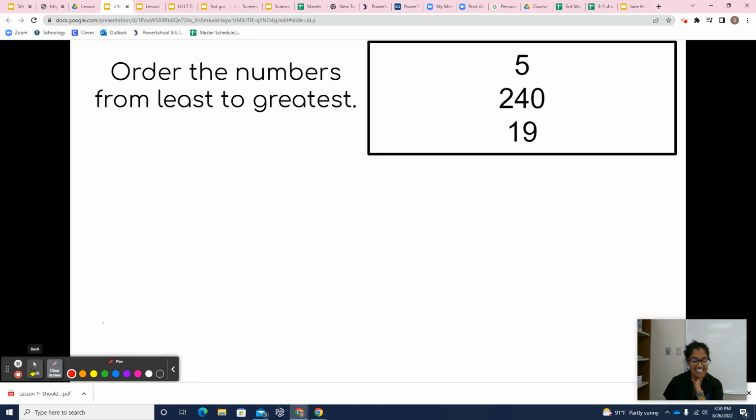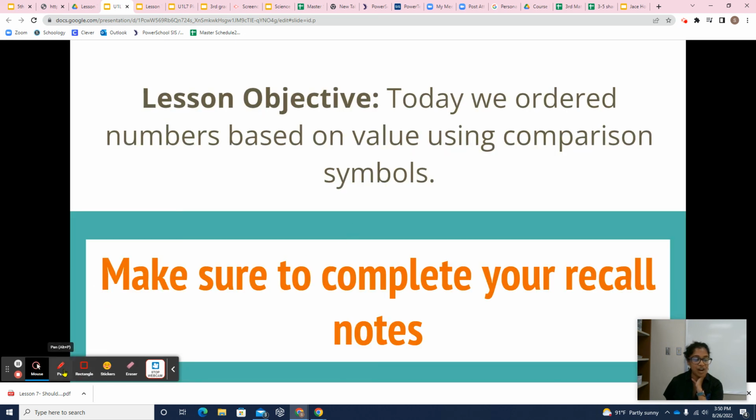Okay, fantastic. All right, let's review what our lesson objective was for today. So today we ordered numbers based on value using comparison symbols.